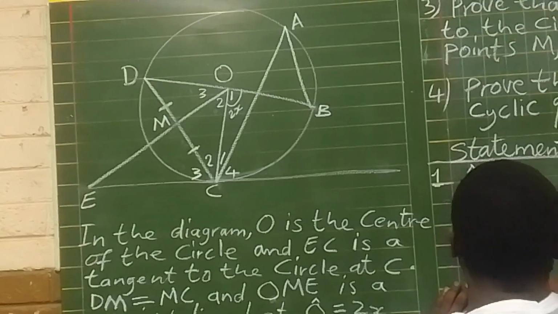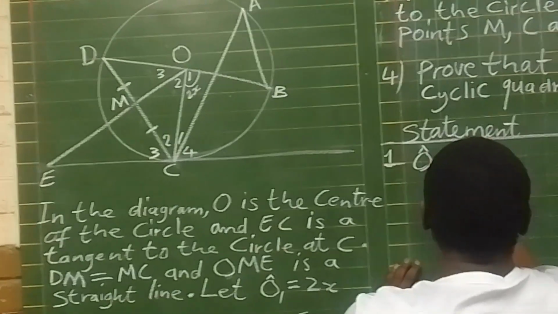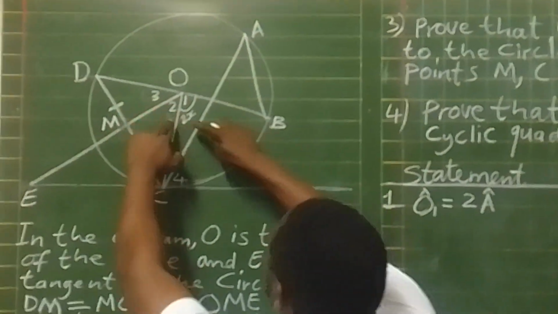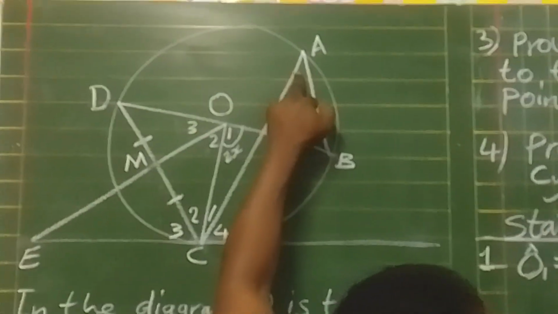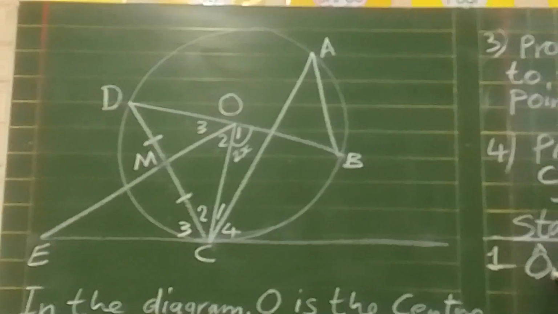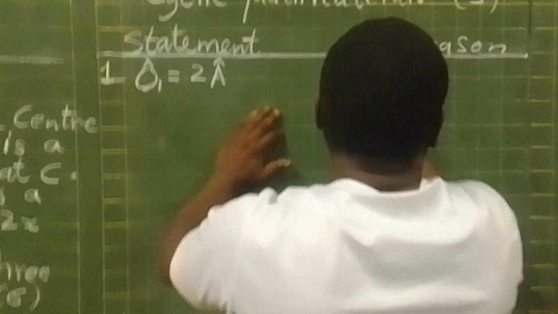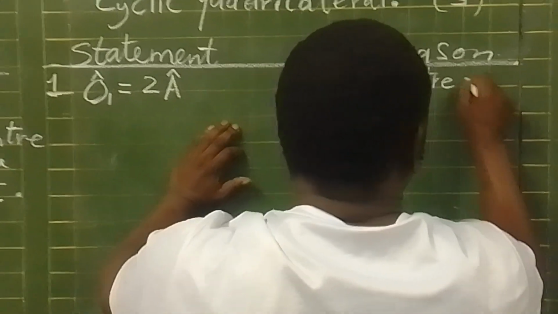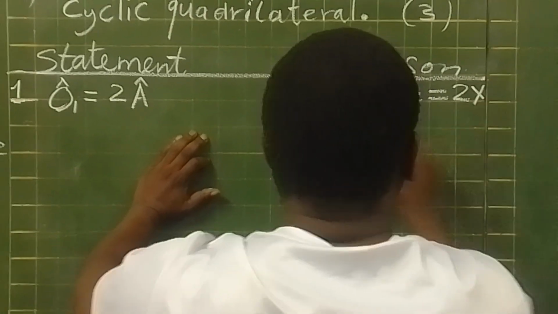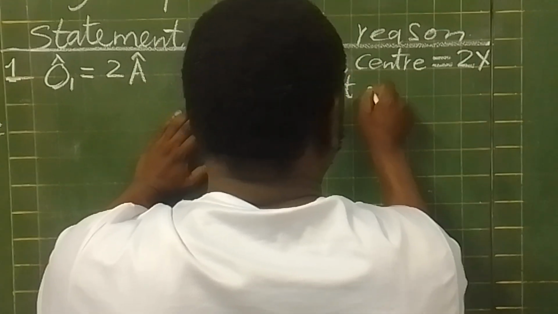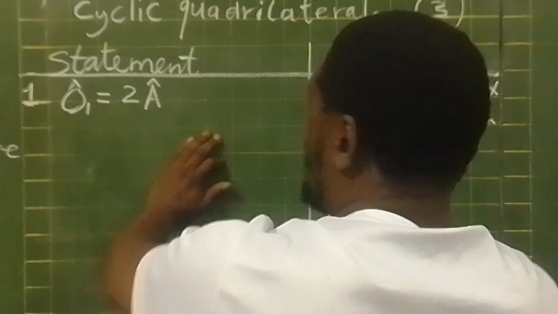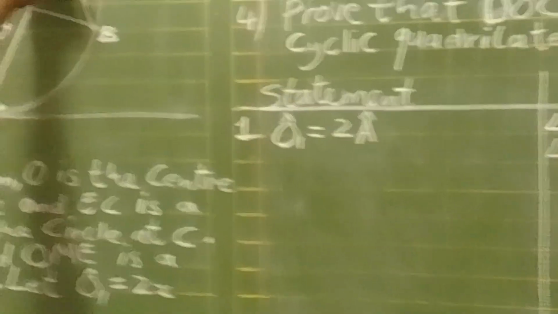O1 is equal to 2A. This O1 is equal to twice that angle. The reason is angle at the center is equal to 2 times angle at the circumference. This is 2 times that.